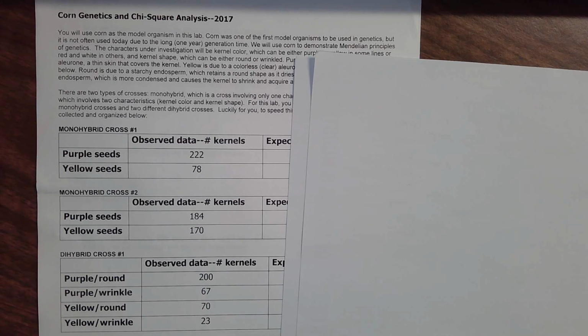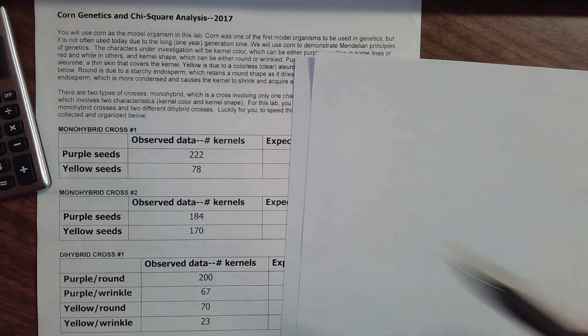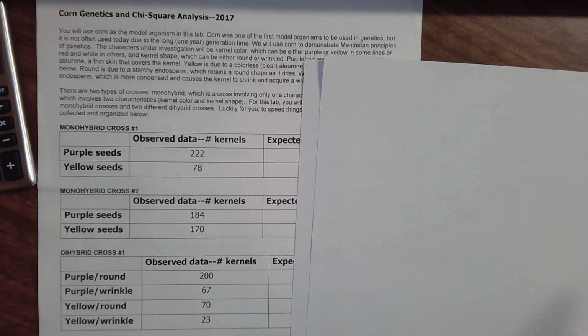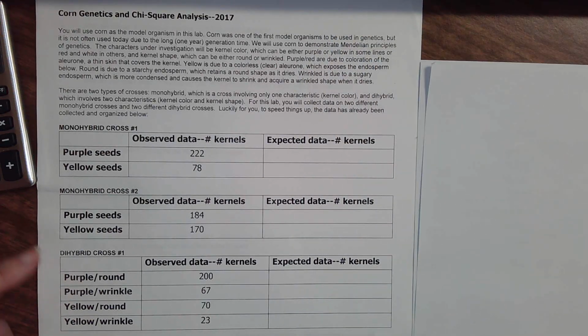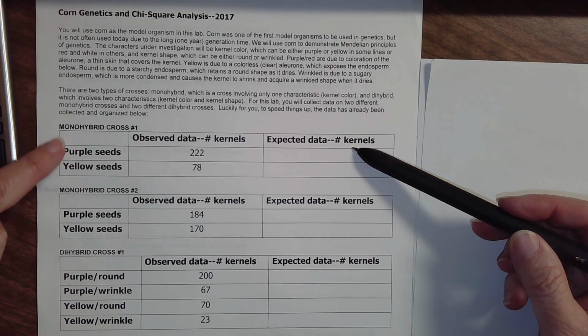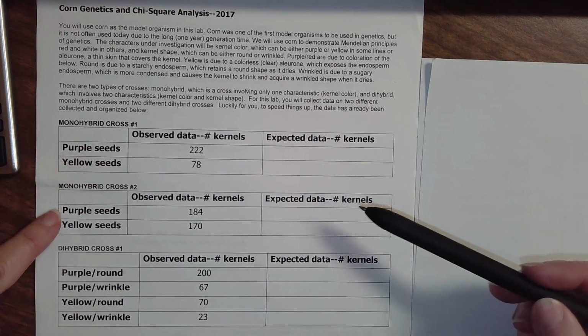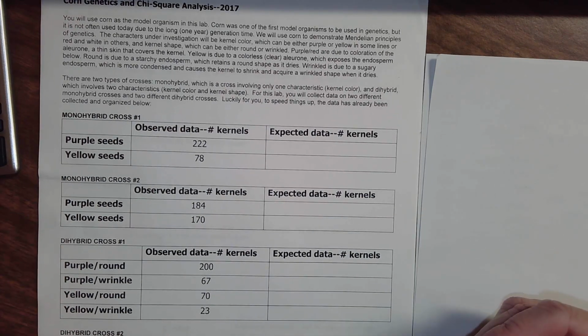Okay, I'm back. So real quick, I wanted to show you how you're going to complete this corn genetics and chi-square analysis. Be sure and read the introduction just to give you some background information. You're looking at 4 different crosses. Monohybrid cross 1, monohybrid means a single trait. Monohybrid cross 2, dihybrid cross 1, and then there's a dihybrid cross 2.